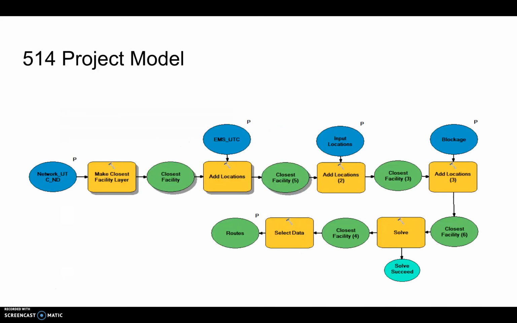This is what it looks like in the model that we built for our app. Same thing, except we had to make all of the different layers a parameter so that it worked with the service, and we had to add on a select data tool to the end to export the result as a layer that could be returned in the service.